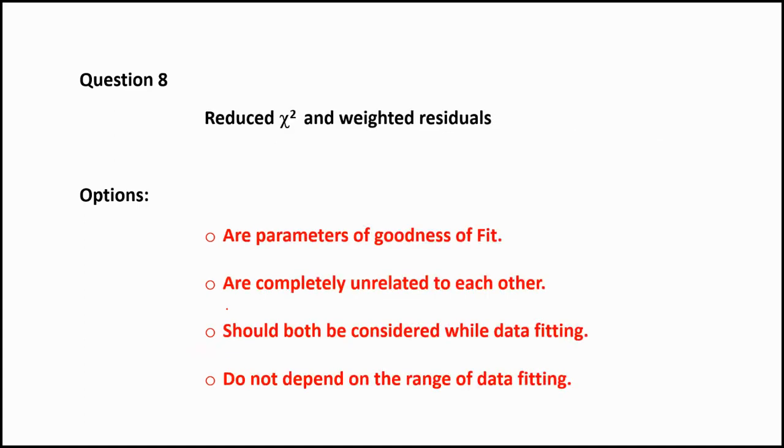Okay, we'll move to the next question. Reduced chi-square and weighted residuals are parameters of goodness of fit, are completely unrelated to each other, should both be considered while data fitting, and do not depend on the range of fitting. Now let me tell you, in this question more than one answer can be right. I'll just tell you the details.